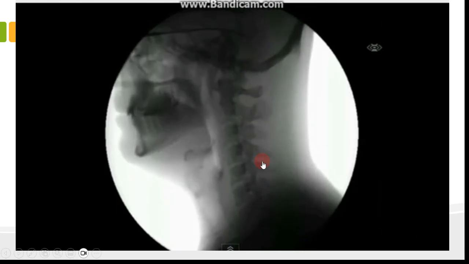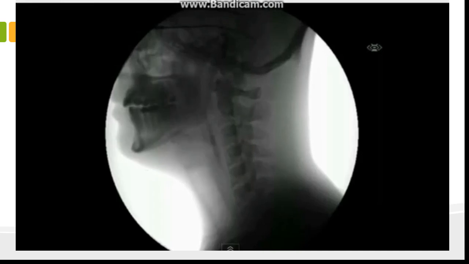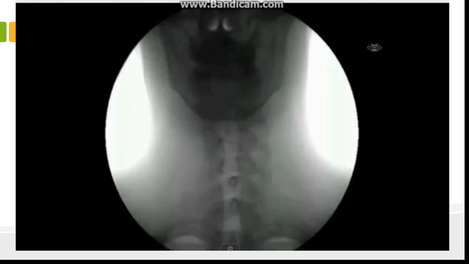You see the epiglottis here. It's pretty cool, isn't it? They're going to do it from the front here in just a second. This is going to help them to see if there's damage. See how it is kind of going to the side a little bit. I wonder if that's an issue. I don't know.